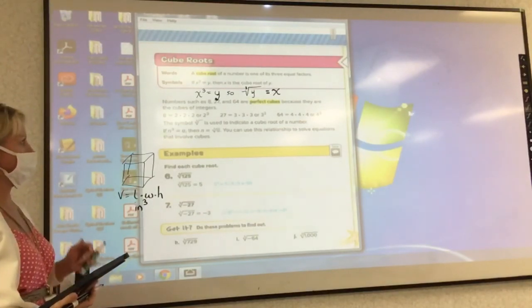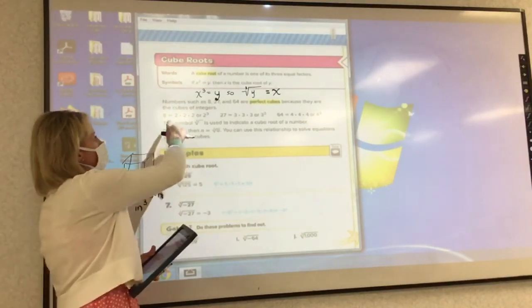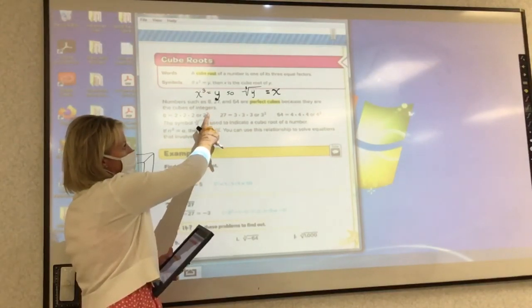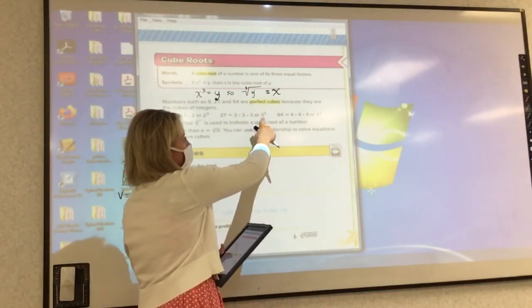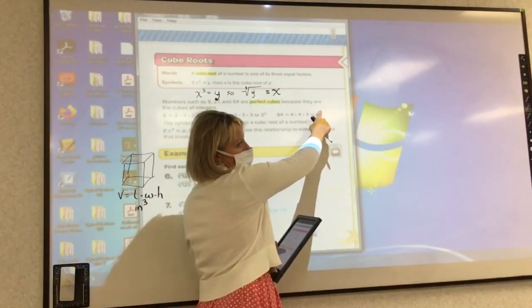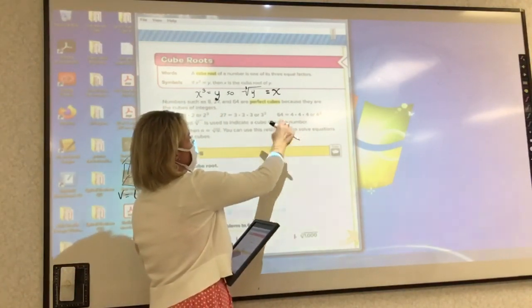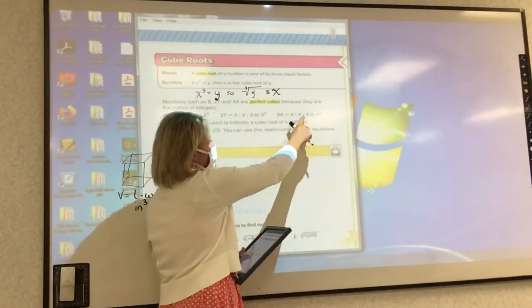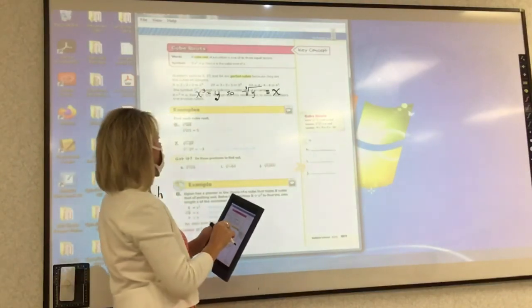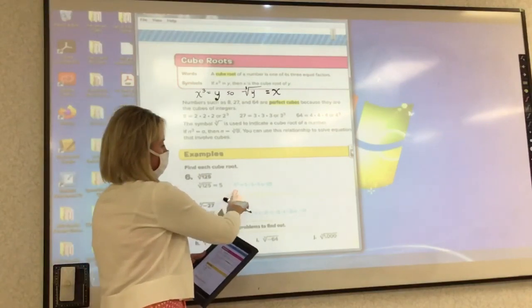Numbers such as 8, 27, and 64 are perfect cubes because they're the cubes of integers. 8 is 2 times 2 times 2, which is 2 cubed. 3 times 3 times 3 is 3 cubed. 4 times 4 times 4 is 4 cubed. You're going to want to make a list of the next one. So if these are 2, 3, 4, what's my next number? 5. 5, so let's do that. Well, actually, that one is there for us, right down here in this example.